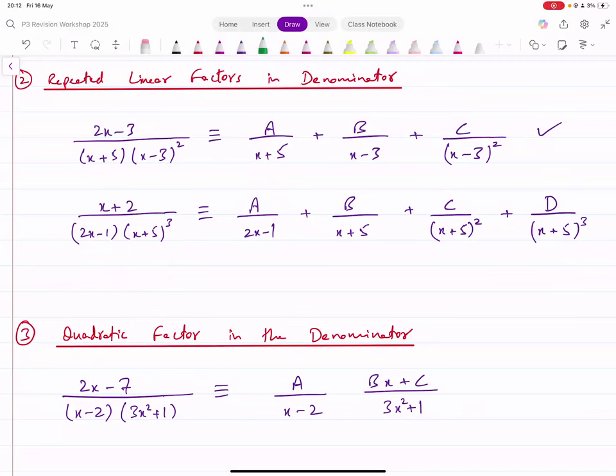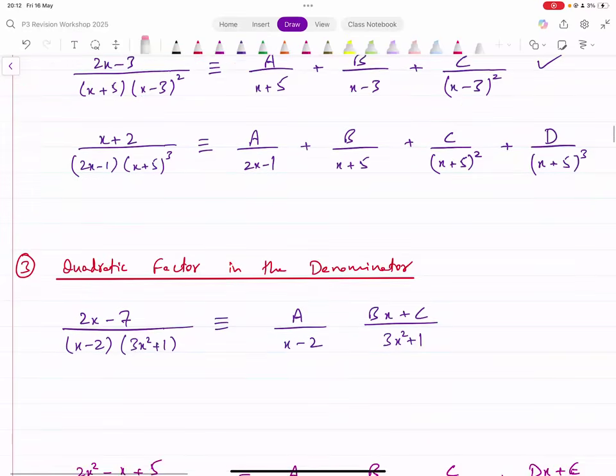In the earlier case, the power was 2, so we consider x minus 3 power 1 and x minus 3 power 2. In this case, we consider x plus 5, x plus 5 whole squared, x plus 5 whole cubed. All right. This is what happens when you have repeated linear factors. This is still a linear factor inside, but it's repeating.